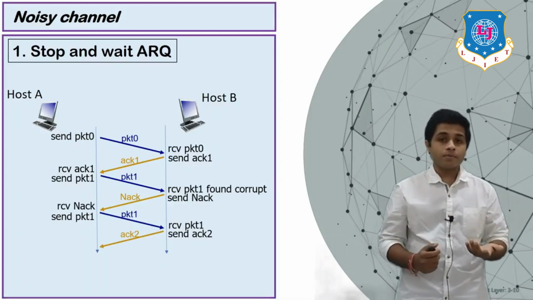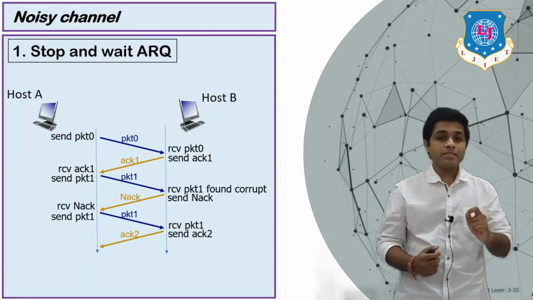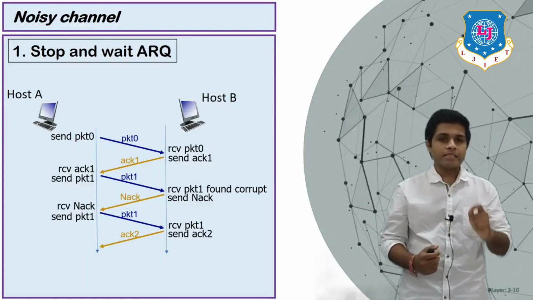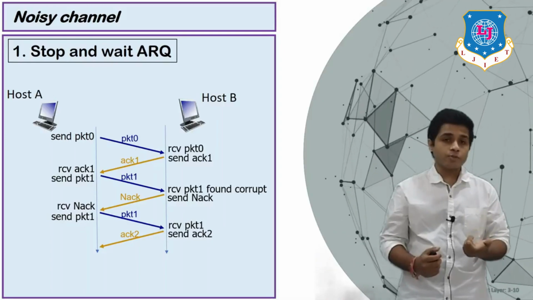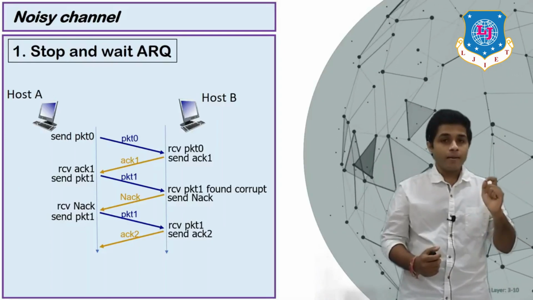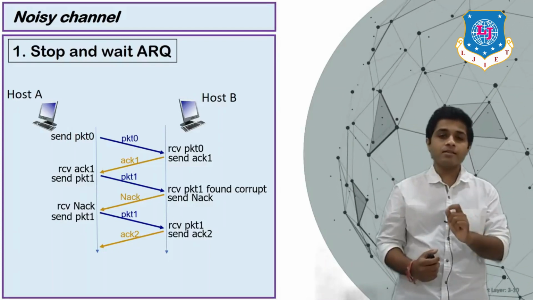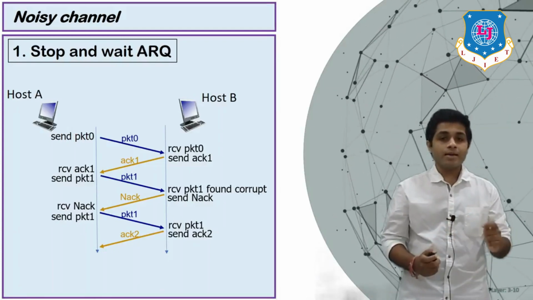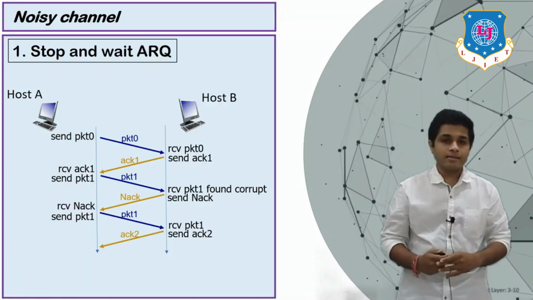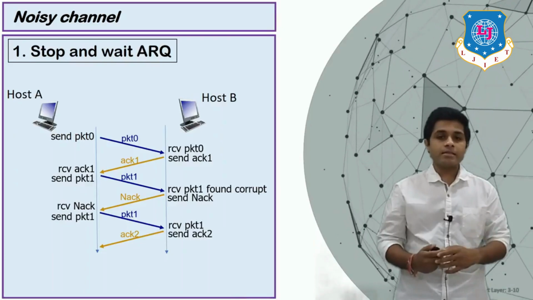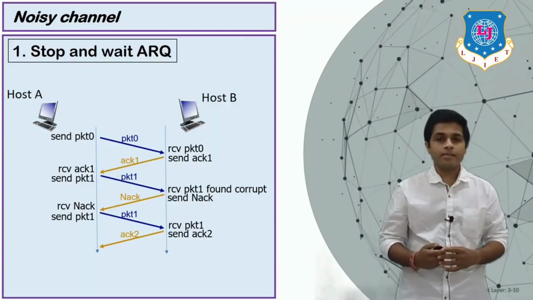is found corrupt. So when a corrupted packet is found, B will send the negative acknowledgement instead of the acknowledgement. When the sender receives the negative acknowledgement, it knows that the receiver has received the packet, but the packet is corrupted. So A will send the packet again. So you can see that packet 1 is sent, packet 1 is sent again by A, and B will send the ACK2.